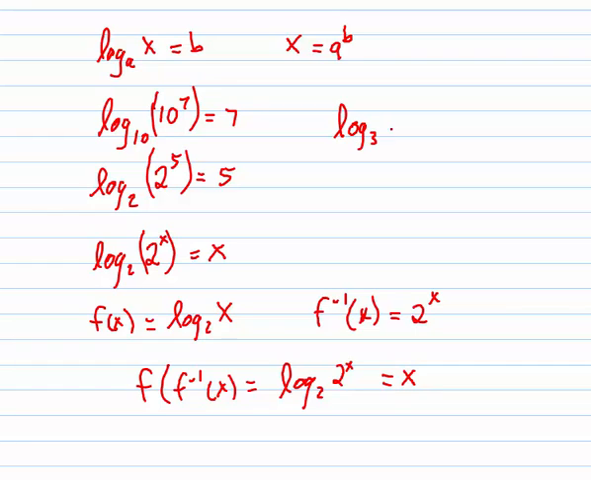Remember log base 3 of, let's see, 81. What's that equal to? Well, 81 is 3 to the 4th, log base 3 of 3 to the 4th. We're extracting the 3 exponent out of that, so it's just equal to 4.